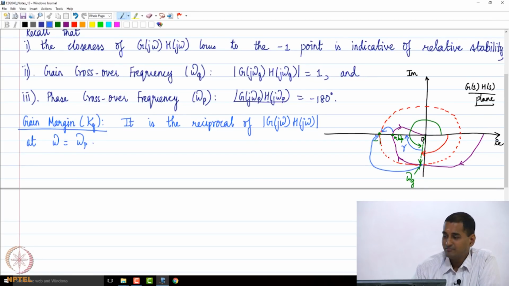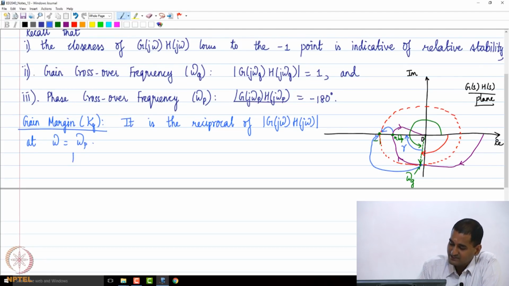right. Why? Because what is this magnitude from 0 to this point at omega p? That is the magnitude of the open loop transfer function. Now, if I take the reciprocal and scale the entire open loop transfer function by the reciprocal, what will happen to this point? It will pass through the -1 point. That is the motivation behind the definition of the gain margin. Is it clear why gain margin is defined like this?